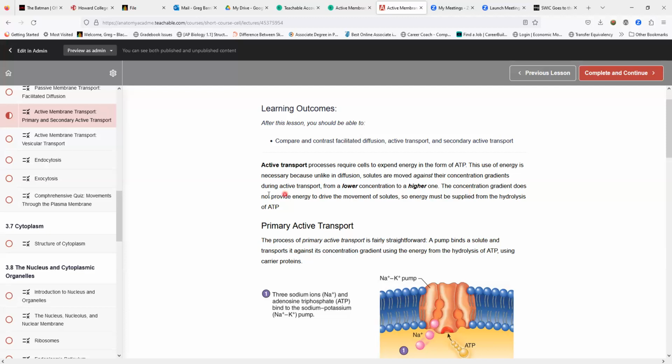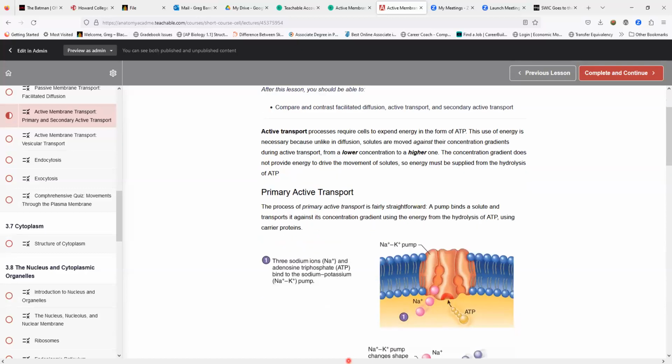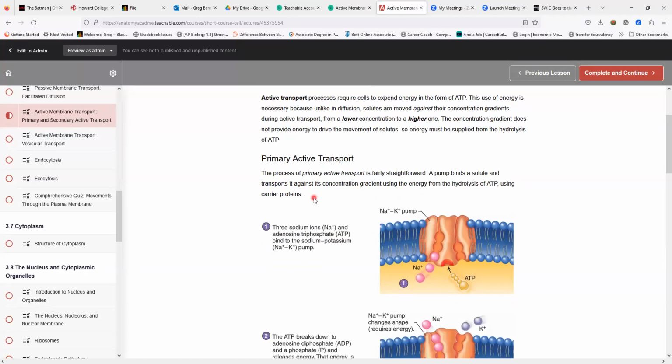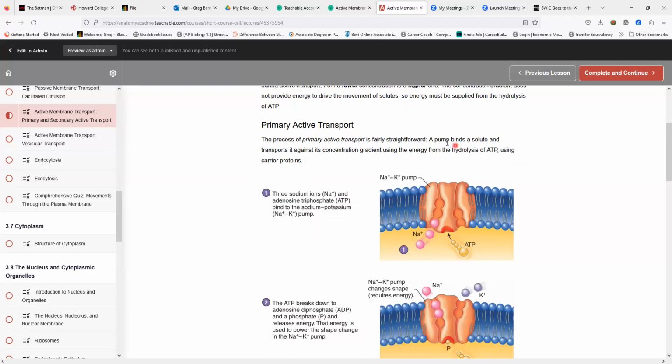In this case, the gradient does not provide the energy. The energy is supplied by ATP. So the first one here, very straightforward, primary active transport. A pump binds a solute and transports it against the concentration gradient using energy from hydrolysis of ATP. Lysis means to dissolve, hydros, water. It's splitting an ATP molecule, resulting in energy being liberated, being captured by the carrier protein or channel, and then moving it against a gradient.